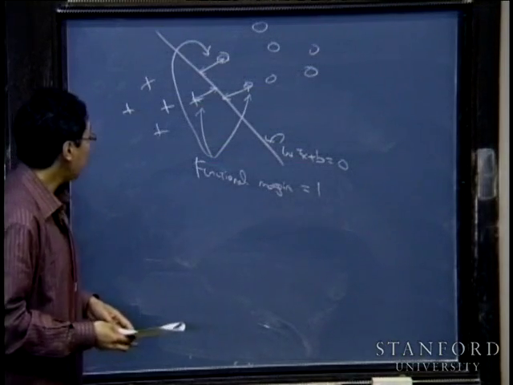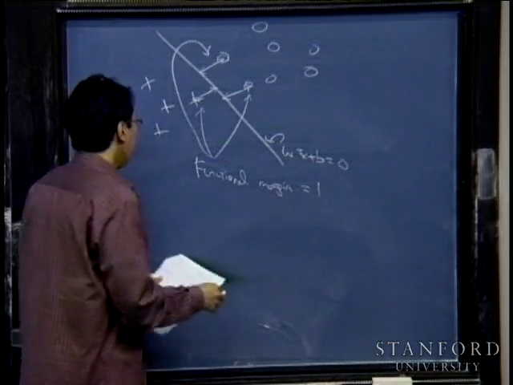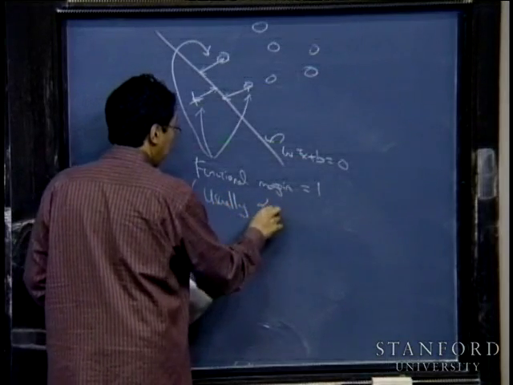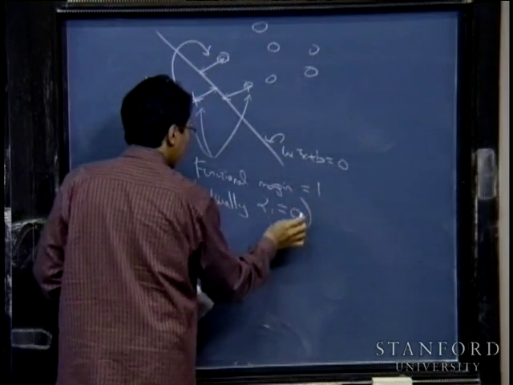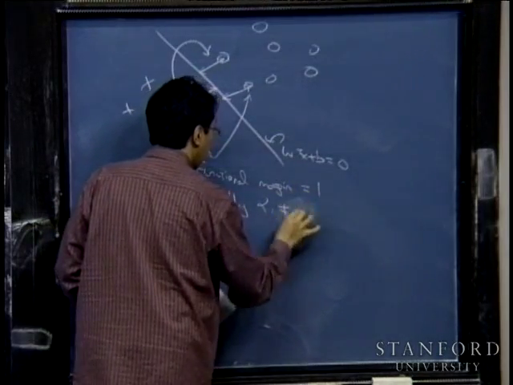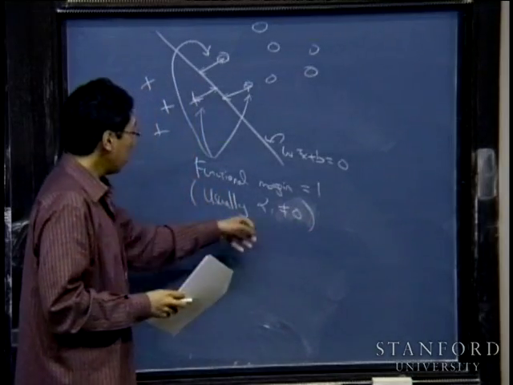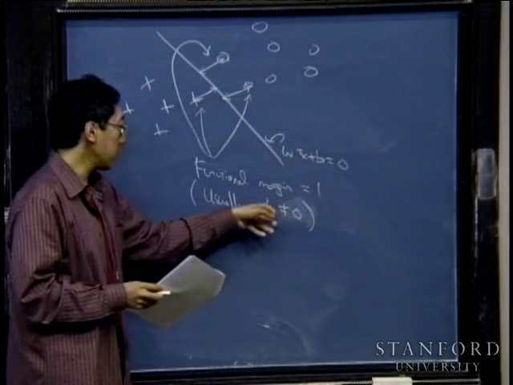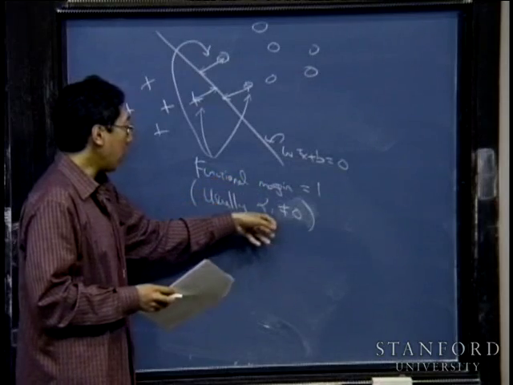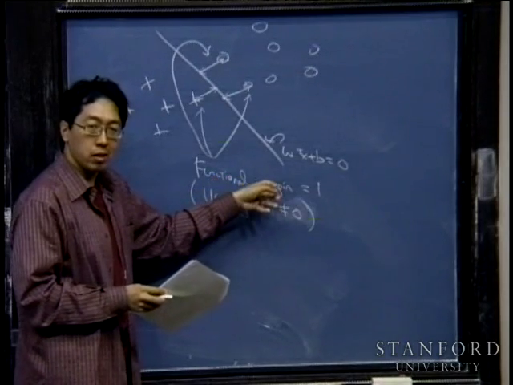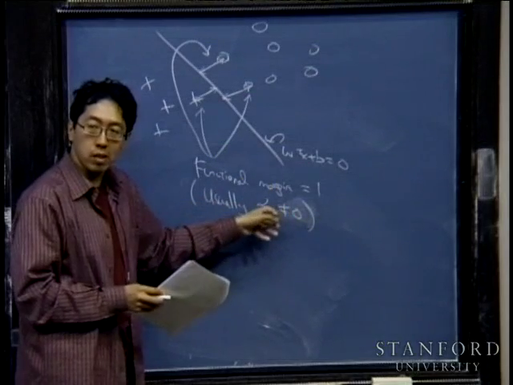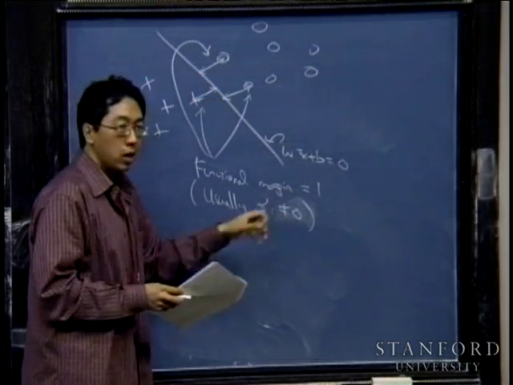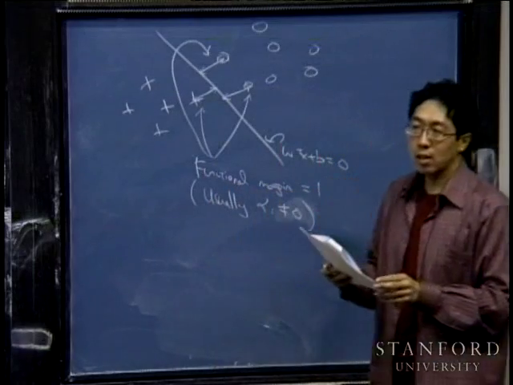And the examples with functional margin equal to 1 will usually correspond to the ones where the corresponding Lagrange multiplier is also not equal to 0. And again, this may not hold true. It may be the case that gi and alpha i are both equal to 0, but usually when gi is 0, alpha i will be non-zero. And so the examples with functional margin equal to 1 will be the ones where alpha i is not equal to 0.